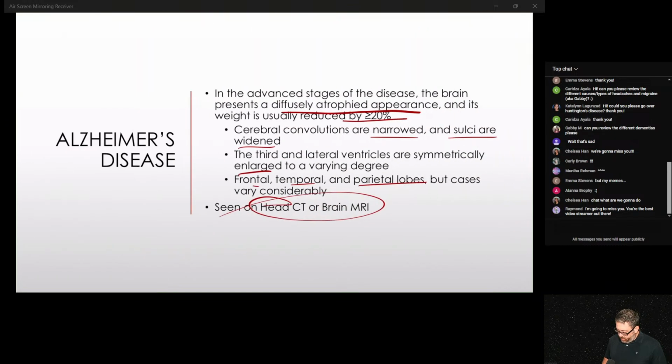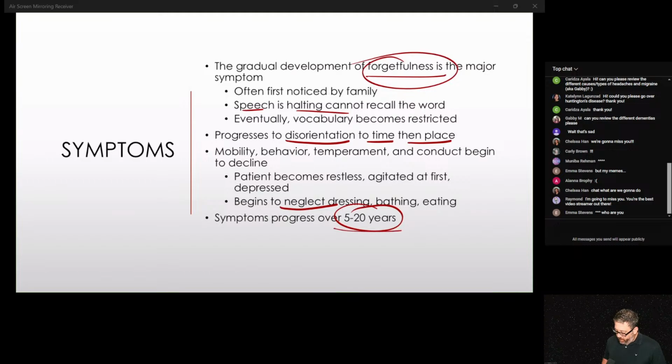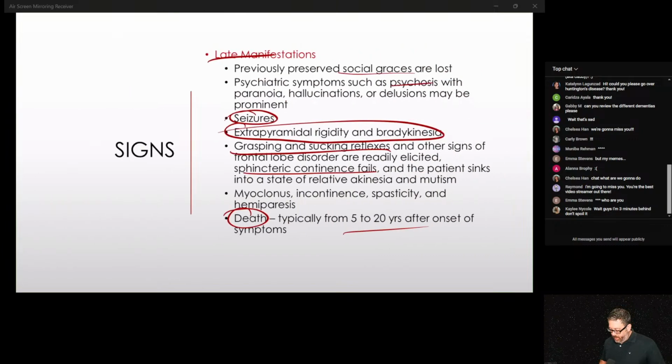What else is important here with Alzheimer's? So forgetfulness is the most common one, but they're going to have other problems later on, disorientation at times. And so for 5 to 20 years, restless, agitated at first, and then they neglect bathing, dressing, and eating. So that's where that inhibition comes into play. Early on, non-focal neuro exam, just short-term memory problems, get your MMSEs going. Some issues with walking. Later, some language, cognitive decline, and then later on, you start getting some real progression of the disease.